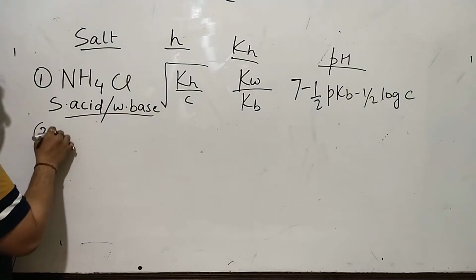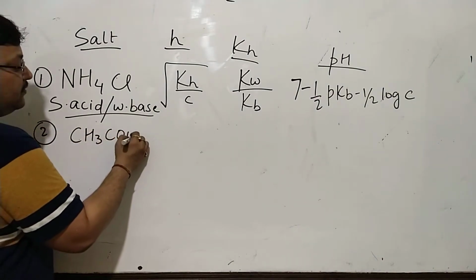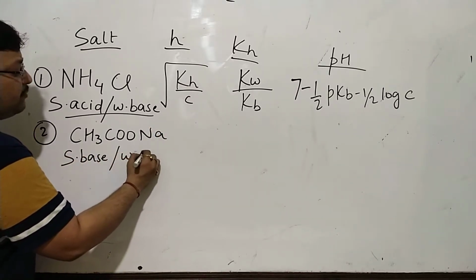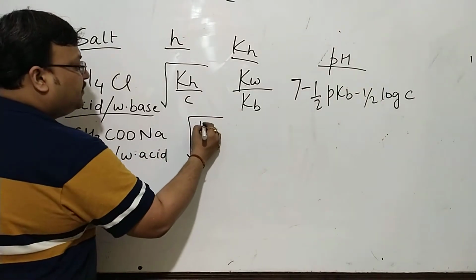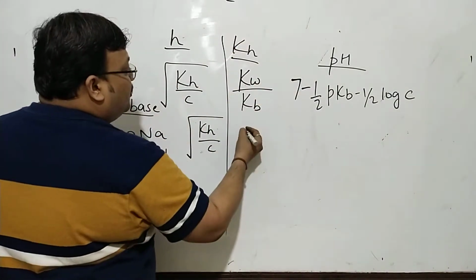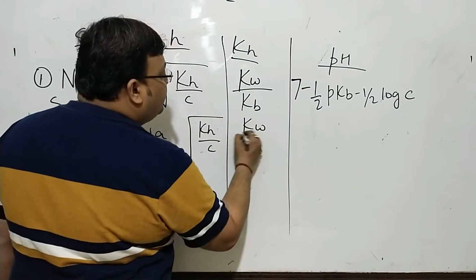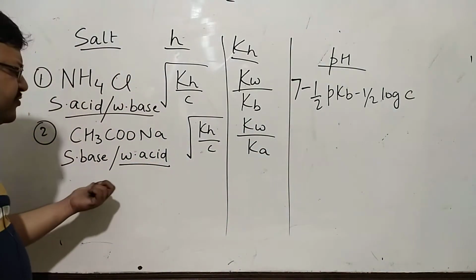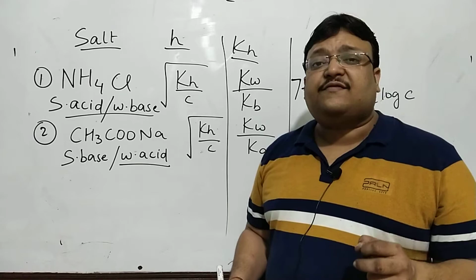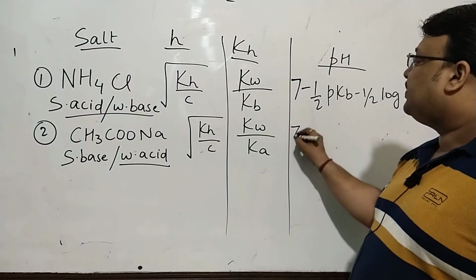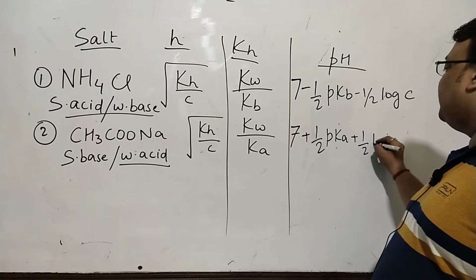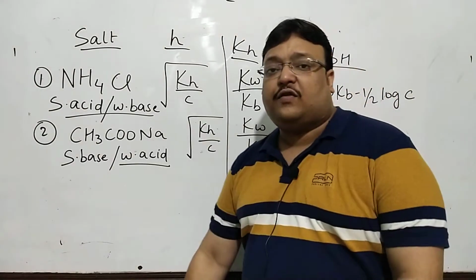Second one was sodium acetate. Now this is strong base, weak acid. Yet again, the moment I say weak acid, h is root Kh by C, you know that. The moment I say weak acid, you think about Ka, so Kh is Kw upon Ka. And the moment I say strong base, you think more than 7. 7 plus, 7 plus half pKa plus half log C.